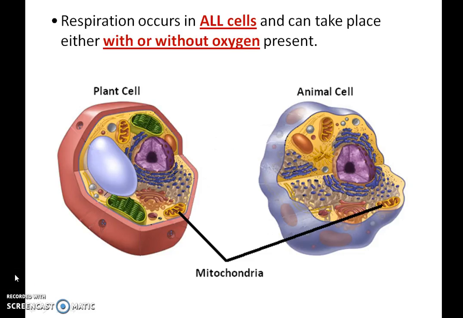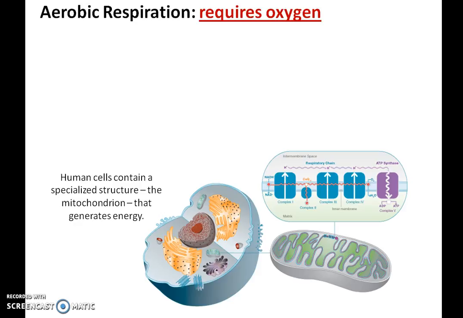As I said, respiration occurs in all cells and can take place either with or without oxygen present. If you look, there is this organelle. Remember, eukaryotic cells have organelles called mitochondria. And the organelle sort of looks like it has folds in it. And it can take place either with or without oxygen. Remember, with oxygen is called aerobic and without oxygen is called anaerobic.